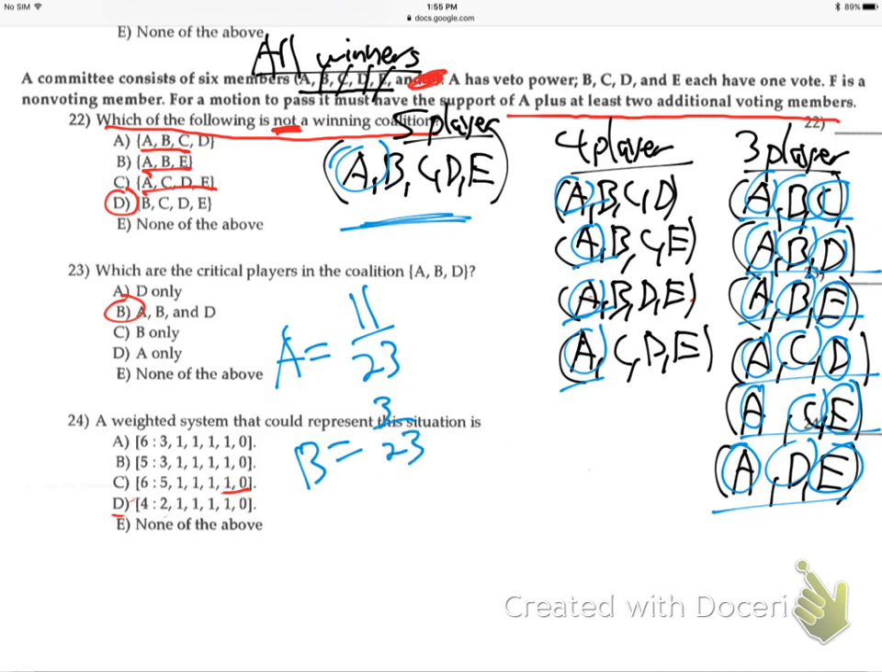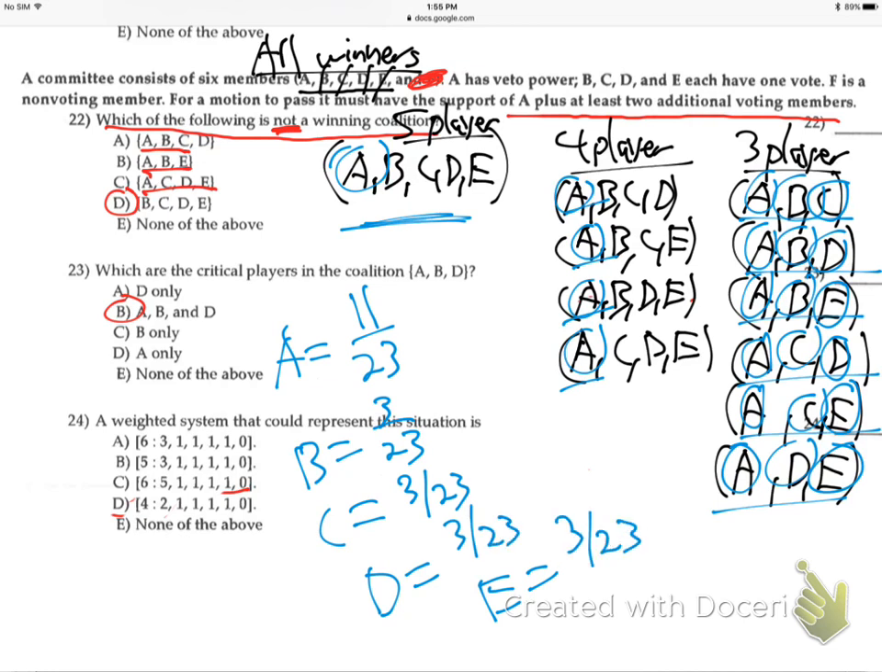Everybody else is 3, I think. Aren't they? Does that add up? It's good to double check. Do these all add up to be 23 23rds?